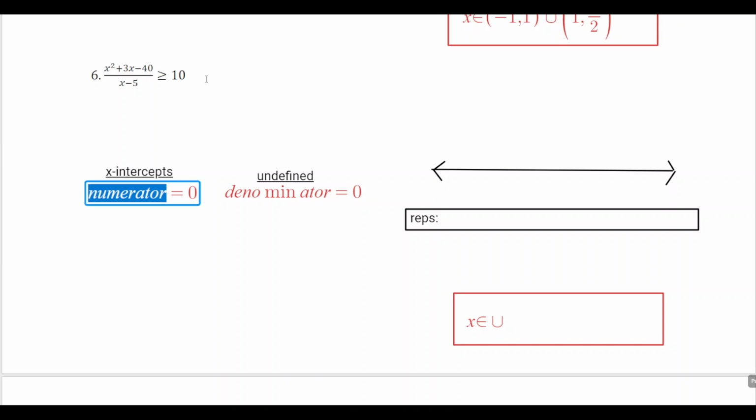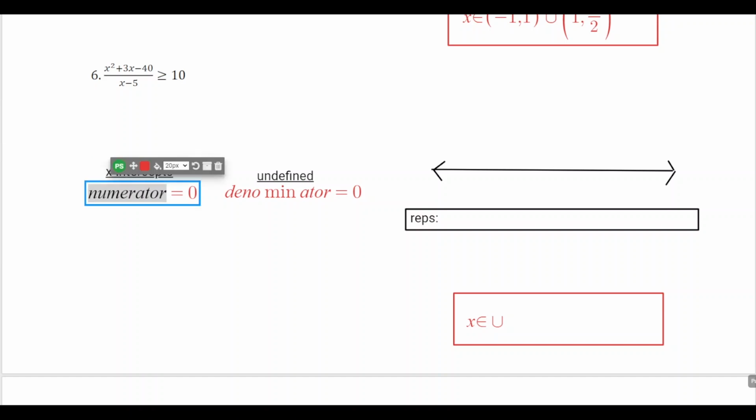Let's see. 4 and 10. Is there anything? Is this even factorable? Or am I missing one? 4 and 10. 8 and 5. Yeah, there we go. So we got positive 8 and negative 5.